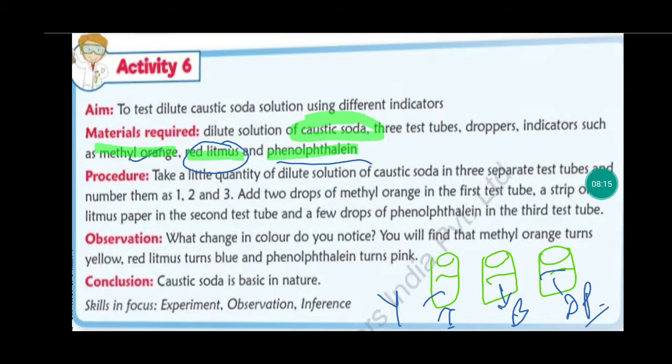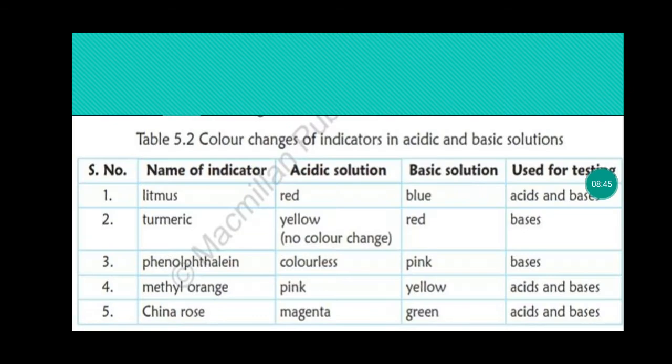Observation: what change in color do you notice? You will find that methyl orange turns yellow, red litmus turns blue, and phenolphthalein turns dark pink. So the conclusion is that caustic soda is basic in nature. Like that, I will give you another solution and ask you to test with different indicators, so that you can finally conclude whether the particular solution is an acid or a base.